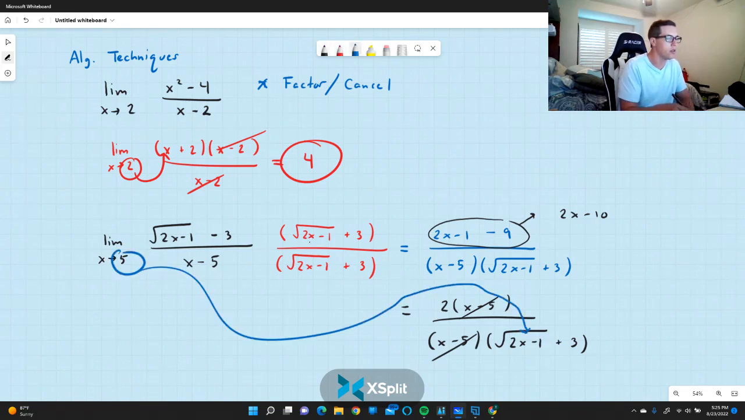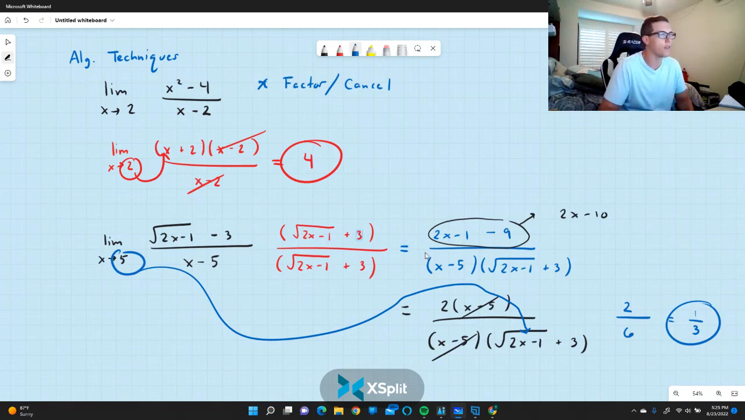It looks like we ended up with 2 over square root of 9, which is 3. 3 plus 3 is 6, or 1/3. And if I wanted to, I could go graph it and show you what the graph looks like, and I guarantee that there would be a removable discontinuity at 1/3 in the graph of this. So that's factor and cancel. This strategy is called multiply by the conjugate.